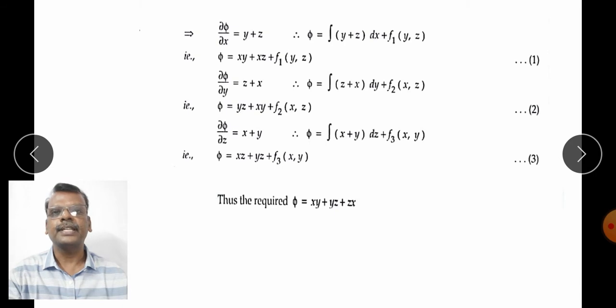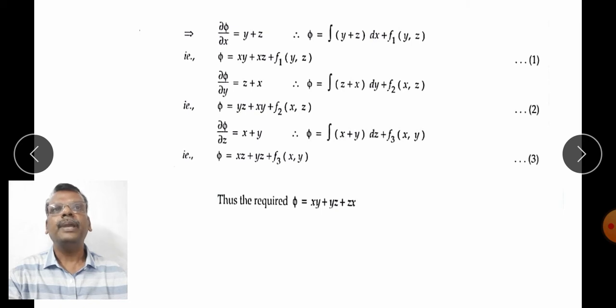coefficients on both sides, that is nothing but coefficients of i, j, k. Coefficient of i: dou pi by dou x is equal to y plus z. Coefficient of j: dou pi by dou y is equal to z plus x. Coefficient of k: dou pi by dou z is equal to x plus y. And term by term we have to integrate.